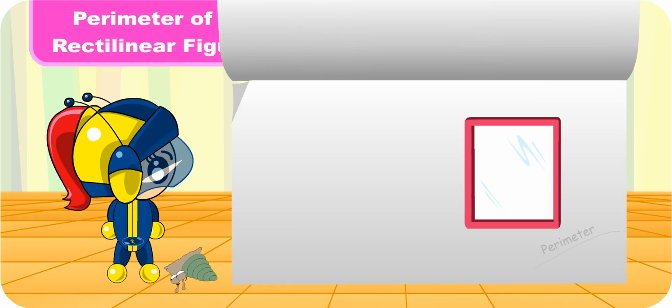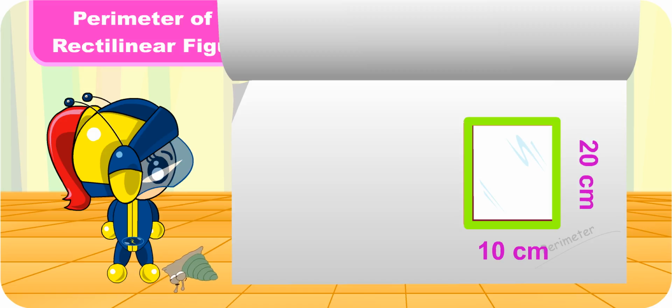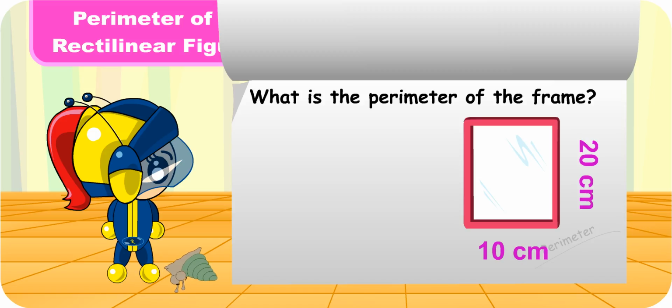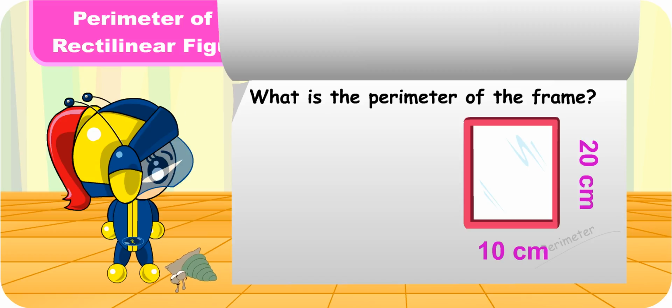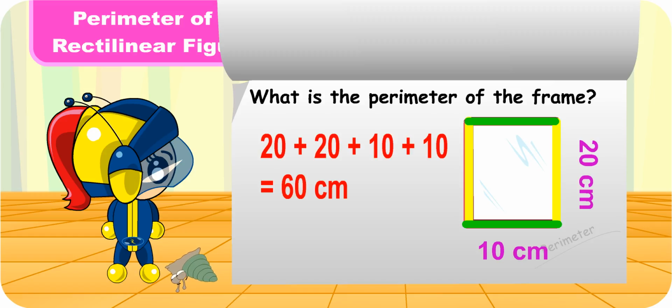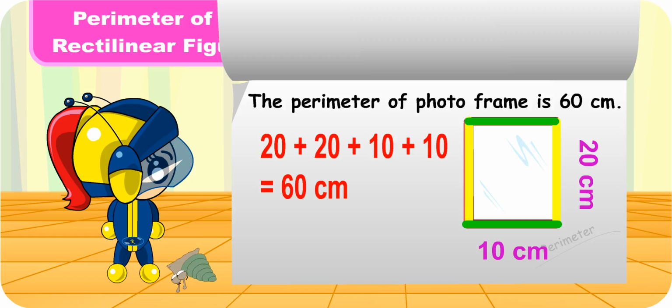Now, look at this photo frame. It has a border. Its length is 20 centimeters and its breadth is 10 centimeters. The perimeter of the frame is the outline of the border. What is the perimeter of the frame? Let me see. The perimeter of the frame is its outline, which is the sum of the two lengths and the two breadths of the photo frame. 20 plus 20 plus 10 plus 10 equals to 60 centimeters. The perimeter of the photo frame is 60 centimeters.